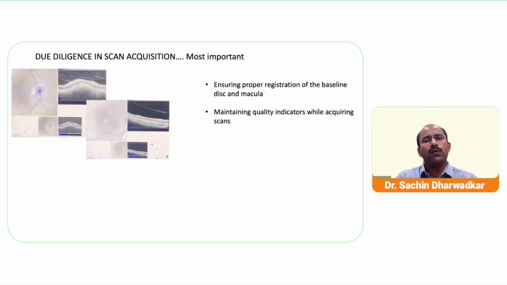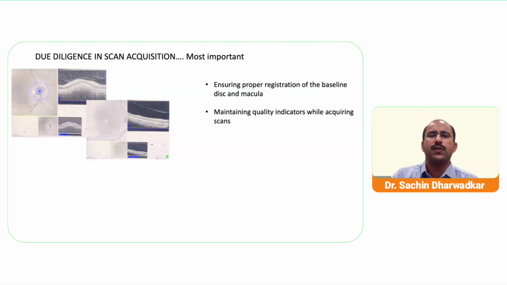Now coming to the most important part, because it's like garbage in, garbage out. Due diligence in scan acquisition is the most important, because this will dictate how good the representation will be, or the final data output you will get out of the machine, irrespective of what kind of machine you own.